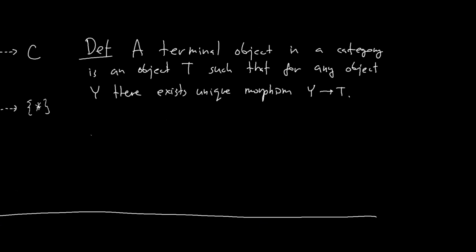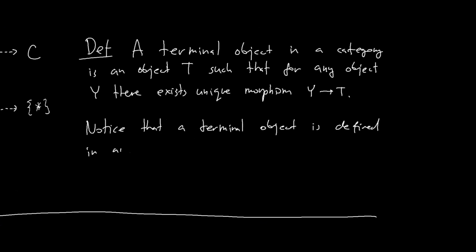So here's the question. First let's write down Joseph's remark. Notice that a terminal object is defined in an opposite way, whatever that means, from an initial object.